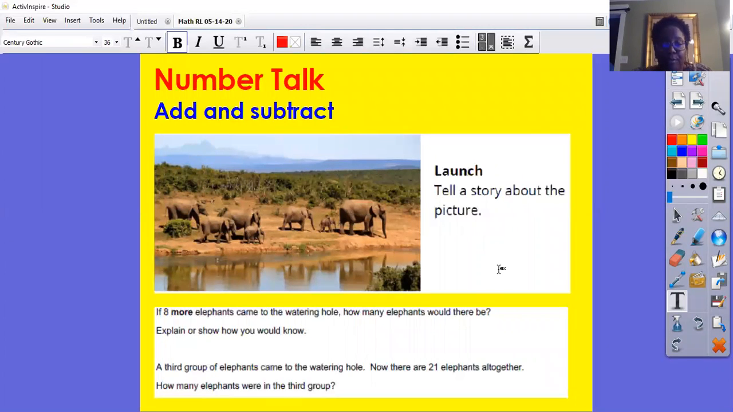A third group of elephants came to the watering hole. Now there are 21 elephants altogether. How many elephants were in the third group? So we know that there were 15 elephants, and altogether would be 21. So that would be 15 plus something equals 21.